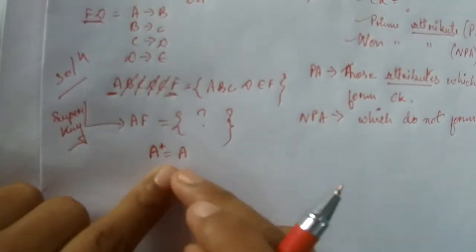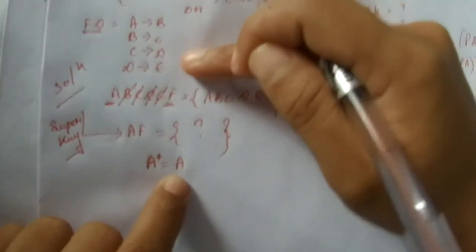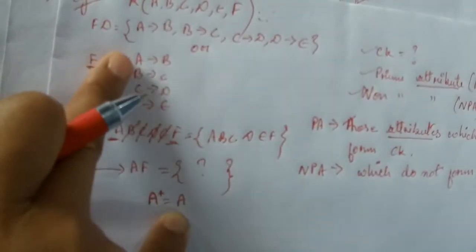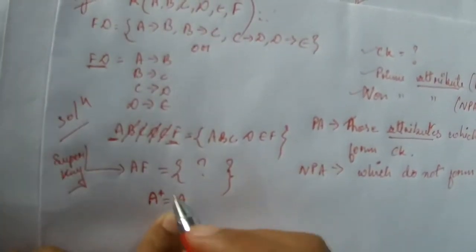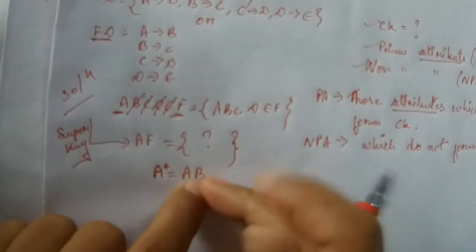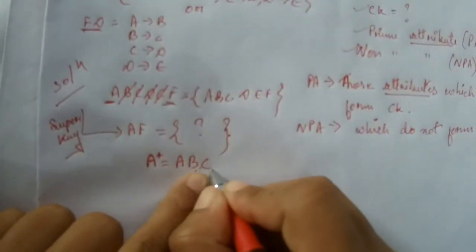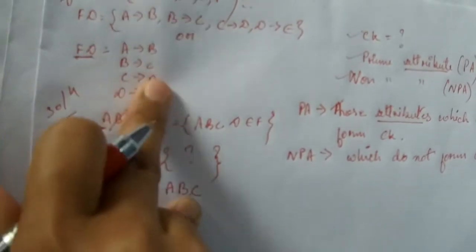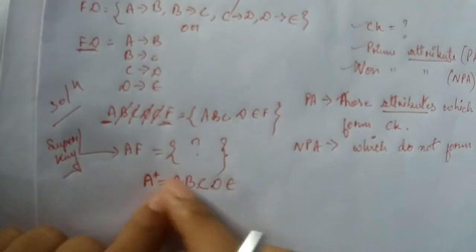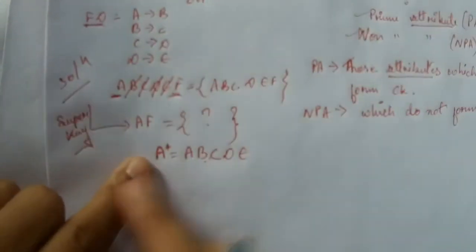Next, we have found A here, right? So come back to the functional dependencies given in this example. Here A determines what? B, right? So now we will write B here. Now we got B, so come back to the functional dependencies. Again B determines C, so we'll write C. Again go back, C determines D, we'll write D. D determines E, we'll write E. Fine, so A, B, C, D, E is the closure of A. Okay, now A is done.